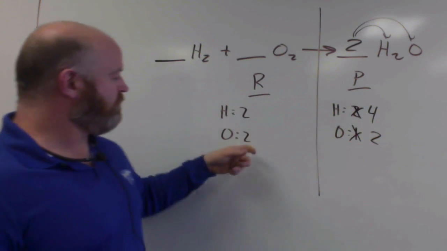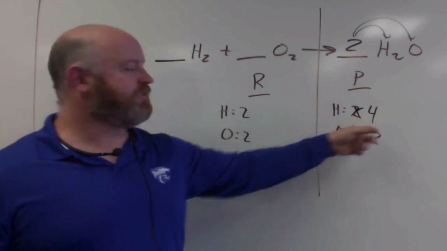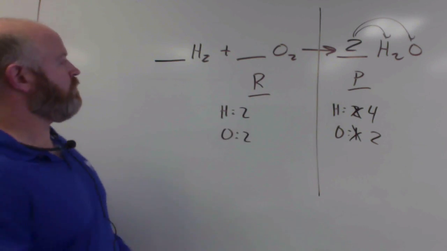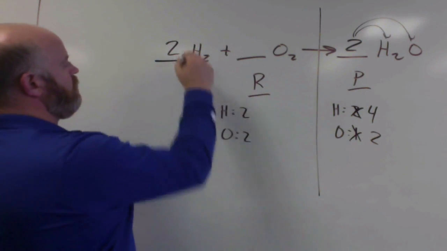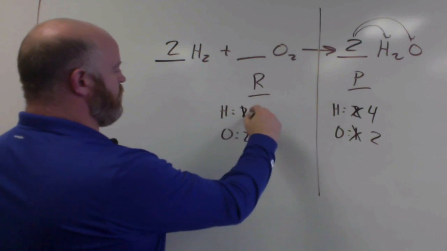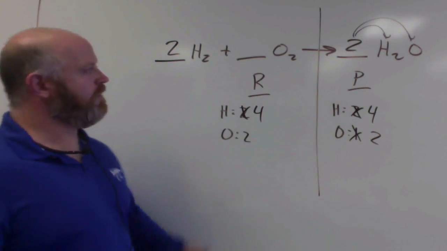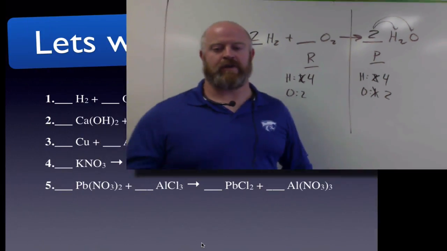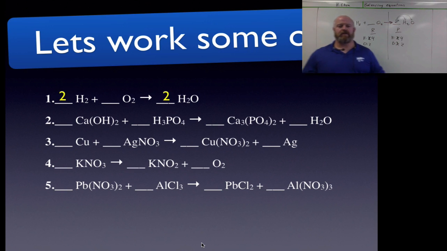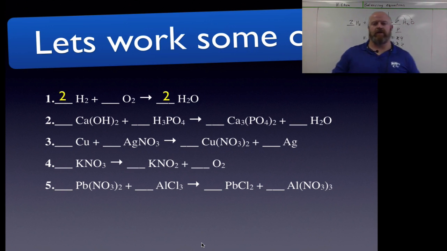I have 2 oxygens, 4 hydrogens, only 2 hydrogens. So on this side, how do I get this to double up? Put a 2 here, which then changes my score to a 4, and I now have balanced this equation. So I should get a 2 to 1 to 2 ratio on this one. Okay? Let's do the next one together, and then I'm going to stop at that point, and you can do additional practice for the last 3, or you can wait, and we'll do some of this work in class also.